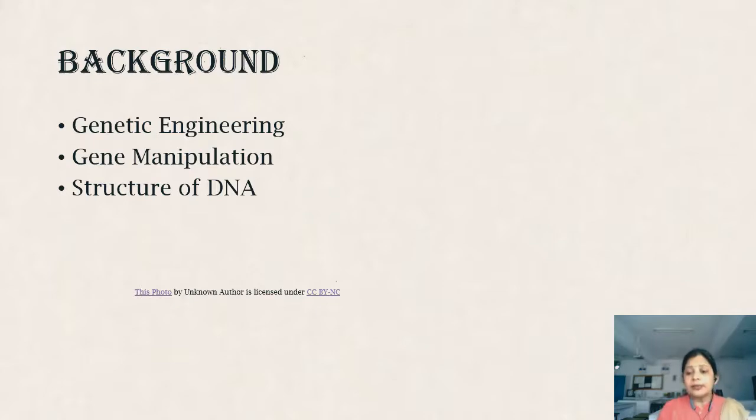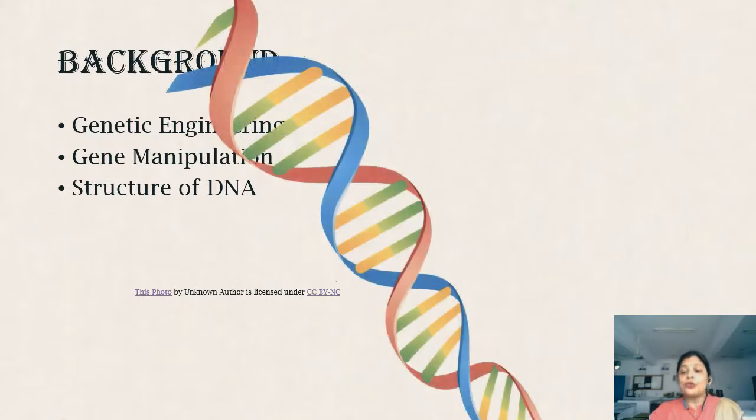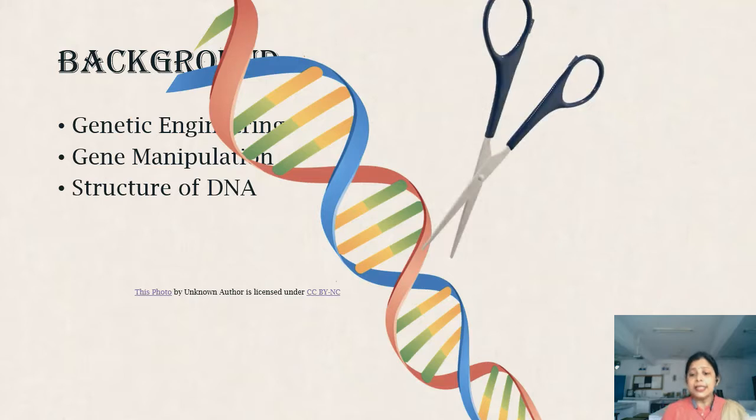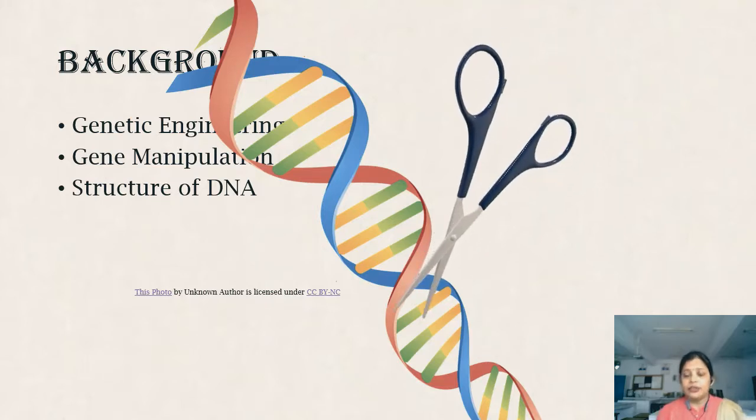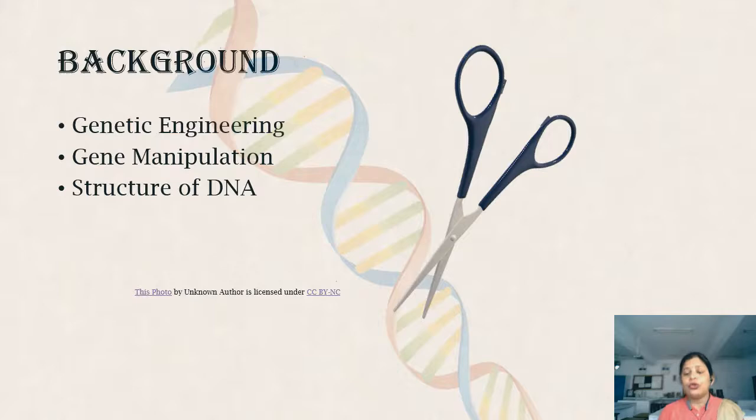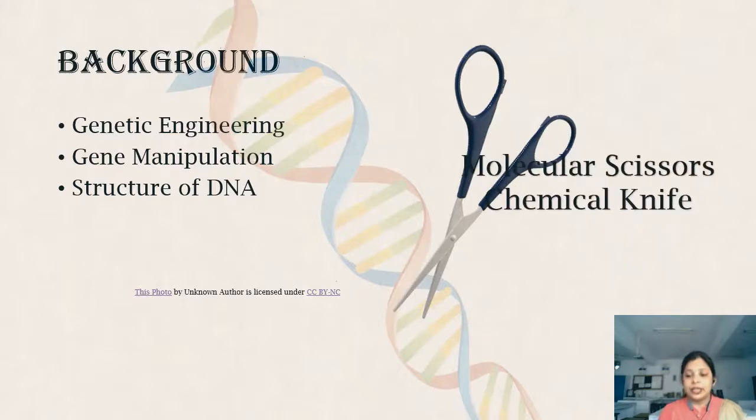But DNA is not something that you can hold in your hands or even see for that matter. So how are you going to manipulate? You're going to need a very special set of tools which are known as restriction enzymes. Now, these restriction enzymes are very appropriately and commonly also known as molecular scissors or chemical knife because they are being used to cut DNA strand. DNA is a molecule, so they are known as molecular scissors or chemical knife.